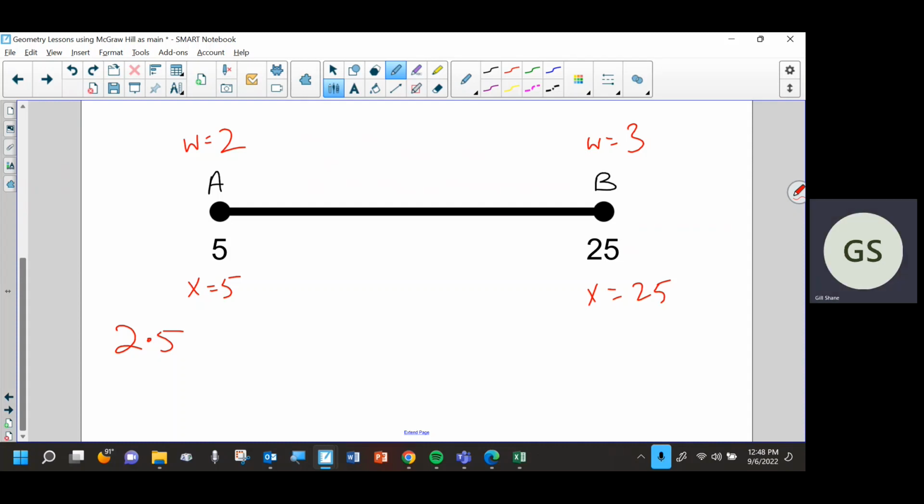I'll give you a few seconds. Use your calculator. You can do it in your head, but have a calculator and use your calculator.